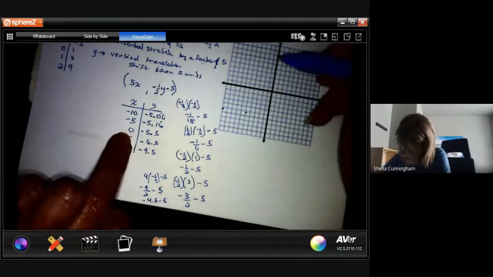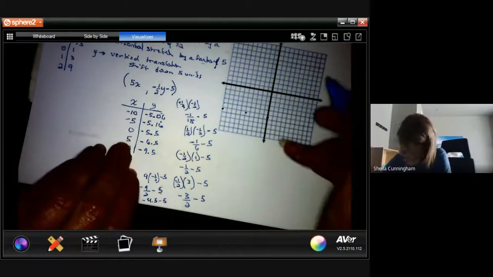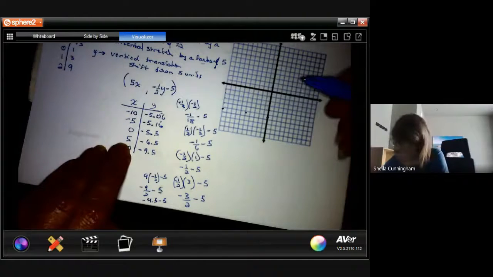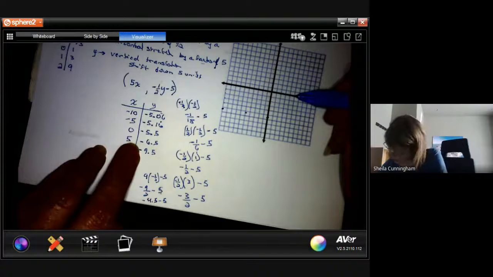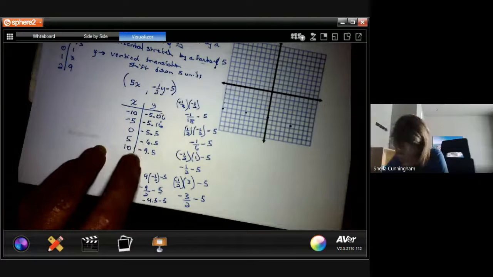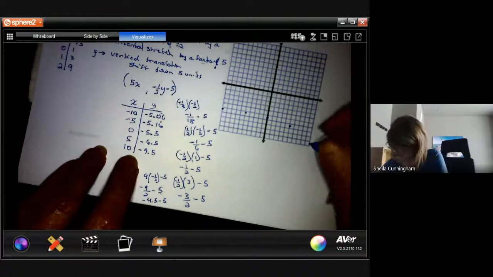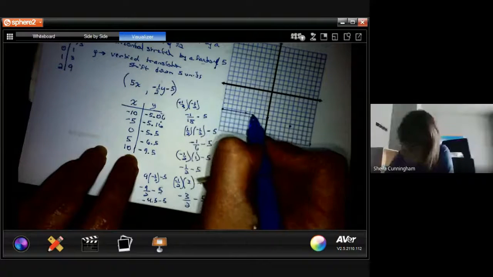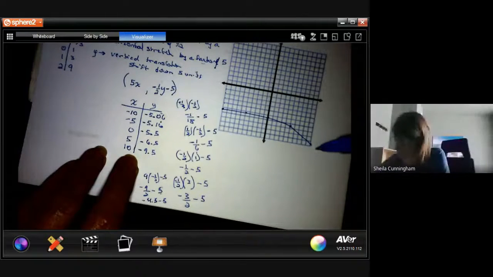And then I'm going to go to 0, negative 5.5. I'm going to go to 5, 1, 2, 3, 4, 5, and negative 6.5, so down there. And then 10 takes me to negative 9.5. So what I start to get is this graph that looks like this, and it's going in this direction, going on that way.